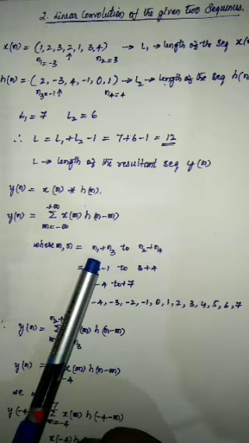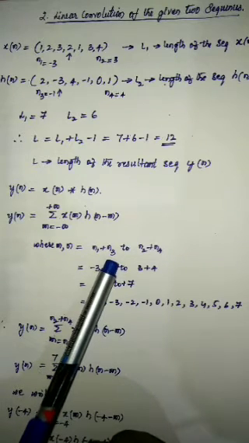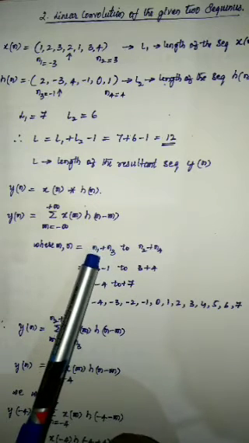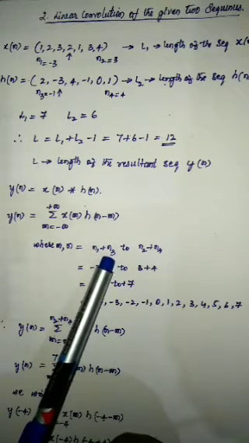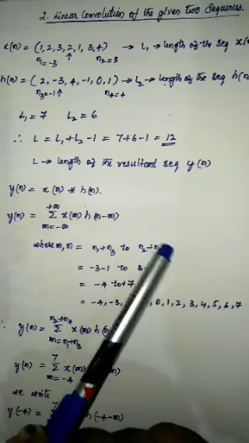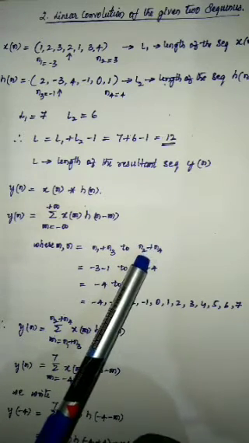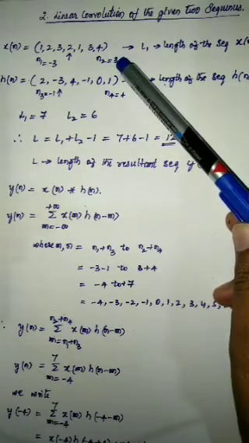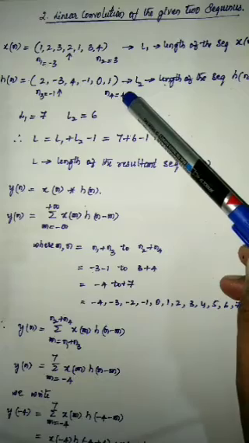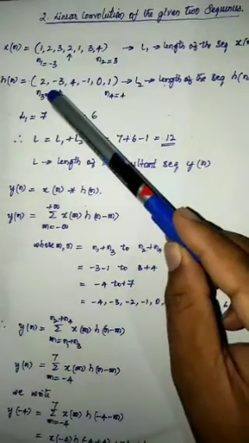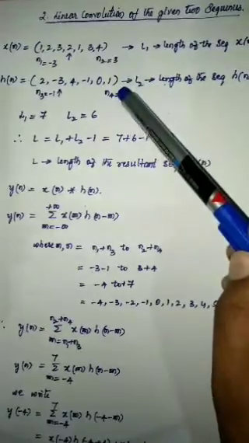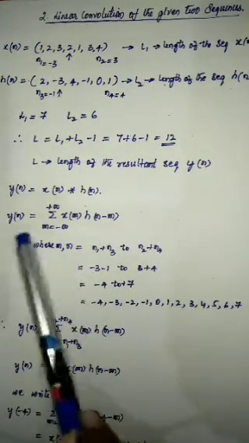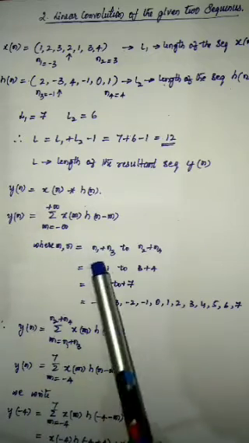n1 is the starting index of the first sequence plus n3 is the starting index of the second sequence. Therefore we need to consider the sum of the starting indices of the two sequences to the sum of the end indices of the two sequences, that is n2 plus n4. As we can see here, n2 is the end index of the first sequence and n4 is the end index of the second sequence. Therefore n1 plus n3 to n2 plus n4 will be the range over which m and n vary.